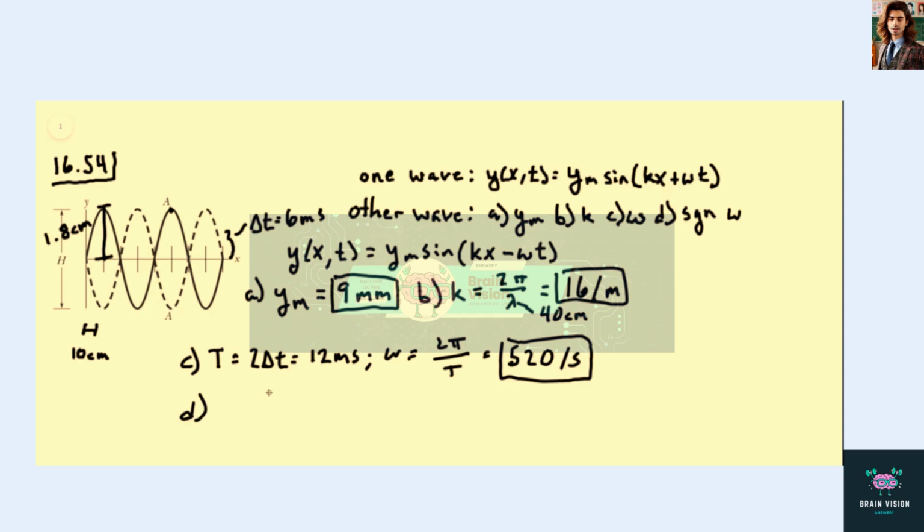And so since we know it has to be traveling in the opposite direction for it to be producing a standing wave, the sign of omega is negative because it looks like this.